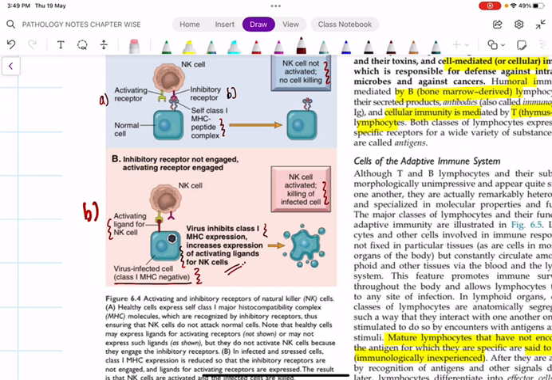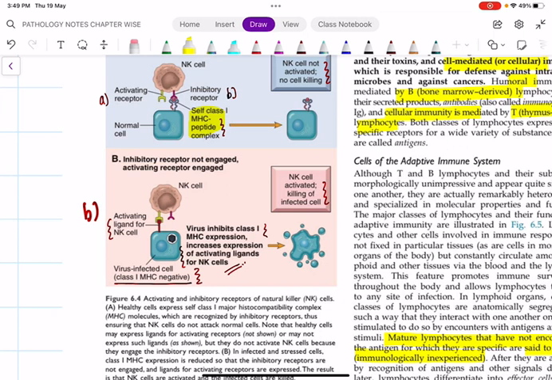See, first I told you the inhibitory receptor is there because a normal cell will express MHC class 1. A normal cell expresses MHC class 1. When a cell has MHC class 1, it will always bind with the inhibitory receptor of the NK cell. That is why there is no cellular killing in normal condition.